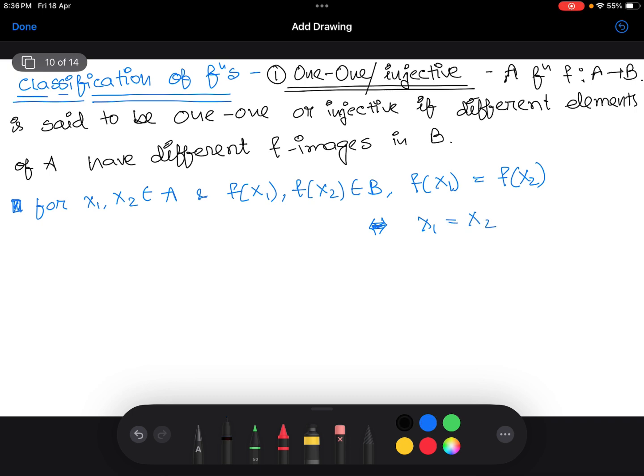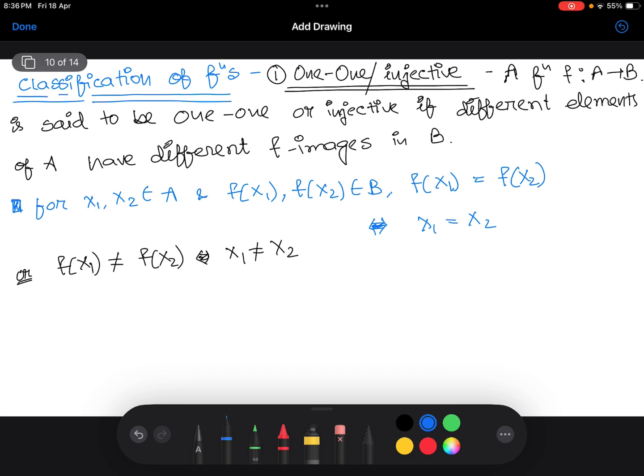Similarly, we can write for not equals to as well. That means f of x1 not equal to f of x2 implies, or is implied by, if and only if x1 not equal to x2. So this is an injective function, or one-one function.